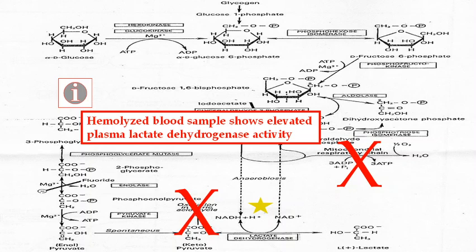For that reason, a hemolyzed blood sample will show elevated levels of lactate dehydrogenase, because lactate dehydrogenase is present in excess inside the red blood cells, which when destroyed or hemolyzed, will leak into the blood plasma and its level is increased.